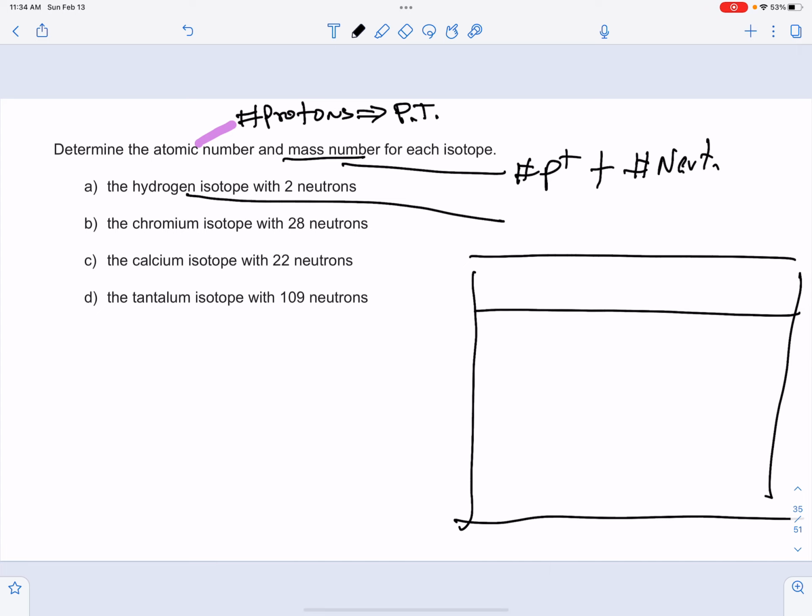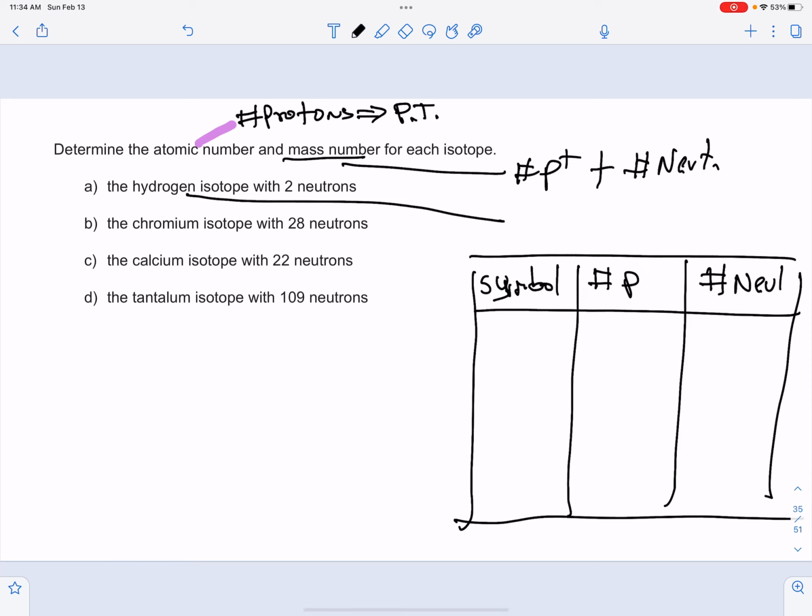We're going to do the symbol, the number of protons, and the number of neutrons. And remember, the number of protons are positive, right? So hydrogen is going to be, according to the periodic table, H, and it's going to be atomic number 1. Actually, what we're doing in this exercise is not the number of protons, we're doing the atomic number, so straight from the periodic table.